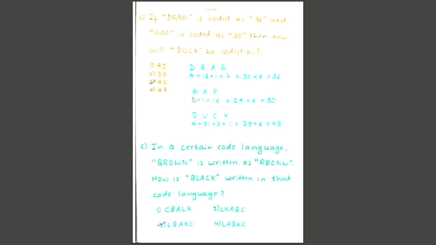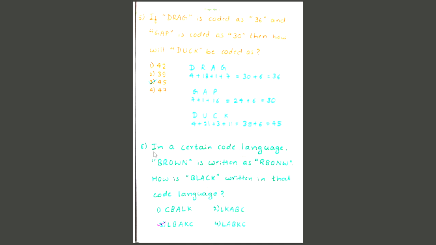Then for the gap word, G is the seventh letter, A is the first letter and P is the 16th letter. We are adding these numbers, we get 24. Here also we are adding 6. 24 plus 6 equals 30. For the duck word, we write the coding. D is the fourth letter, U is the 21st letter, C is the third letter and K is the 11th letter. We are adding these numbers, we get 39. We are adding plus 6. 39 plus 6 is equal to 45. So the option is 3.